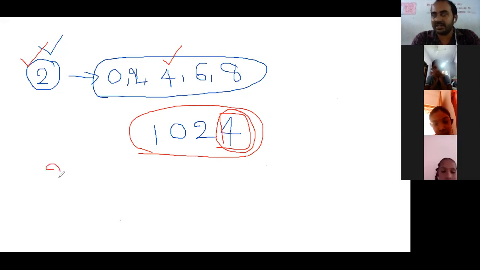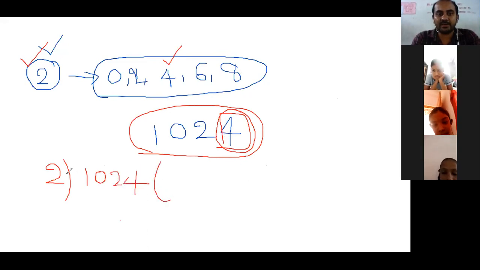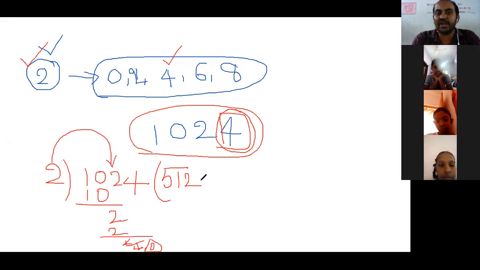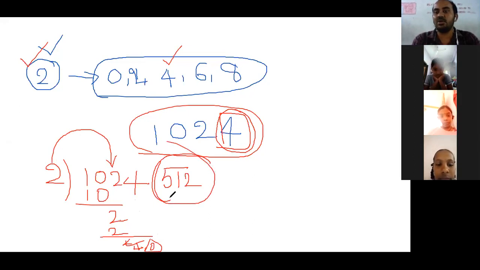Now check whether this number is divisible by 2. 1024: 2 fives are 10, take that 1 here, 2 ones are 2, again take the 4, 2 twos are 4. Yes or no? And the final remainder is how much? 0. Yes, this number is divisible by 2. The quotient is 512.